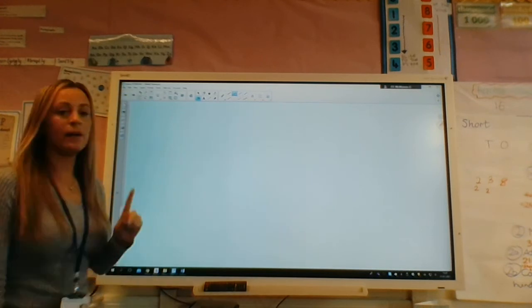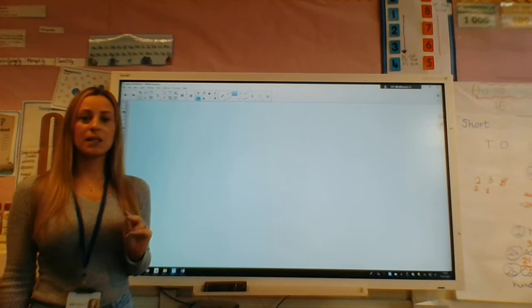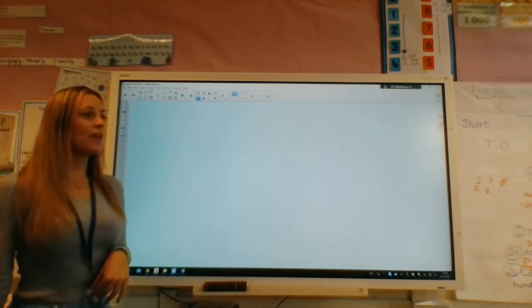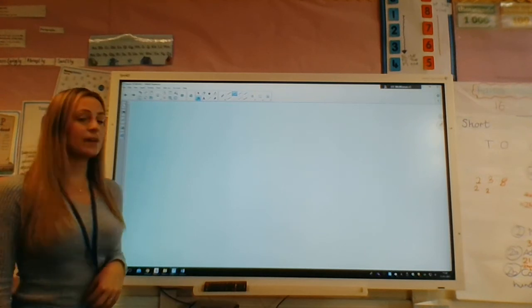Just remember, the first step is to add the fractions, the second step is to turn it into a mixed number fraction, and then the third step is to find a number that divides into both of those numbers to give it in its simplest form.